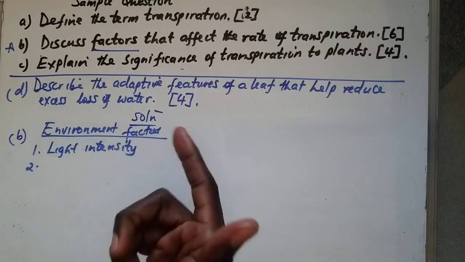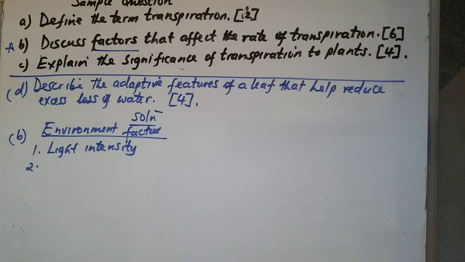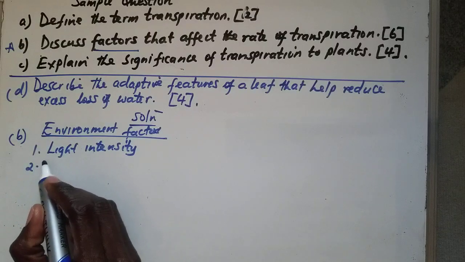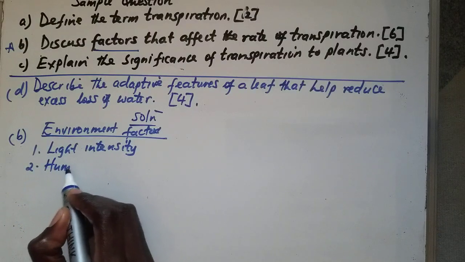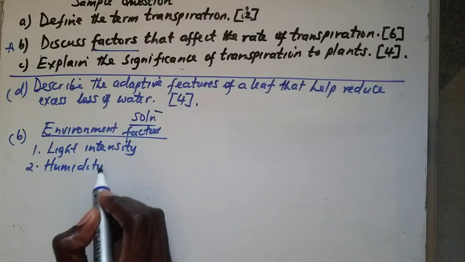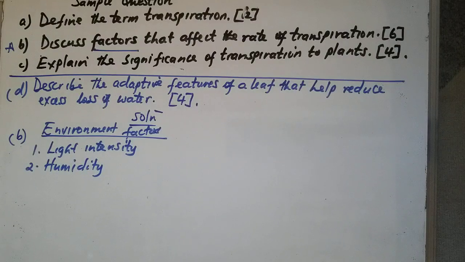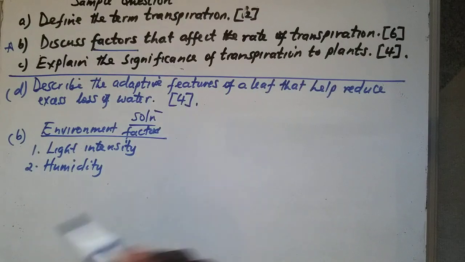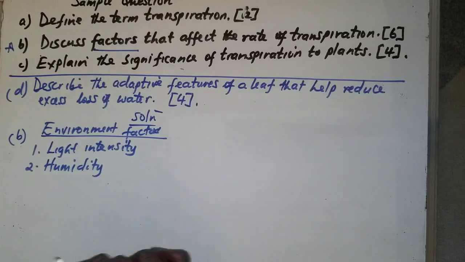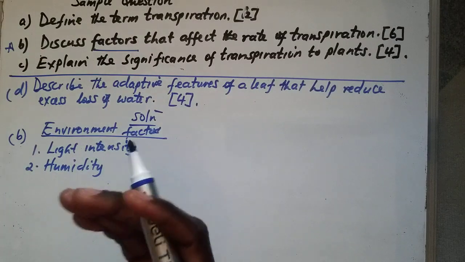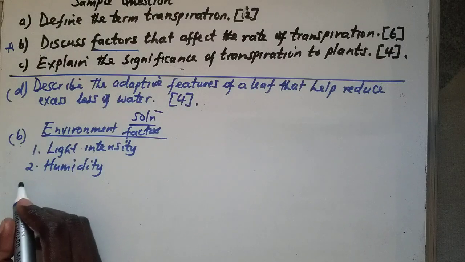That's what it does. If there's a high light, the stomata will open up more and hence water vapor is going to be lost. The other thing that we can talk about is humidity. Humidity is simply the amount of water vapor that is available in the atmosphere. There could be high or low humidity, but high humidity reduces the rate of transpiration, but low humidity increases the rate of transpiration.